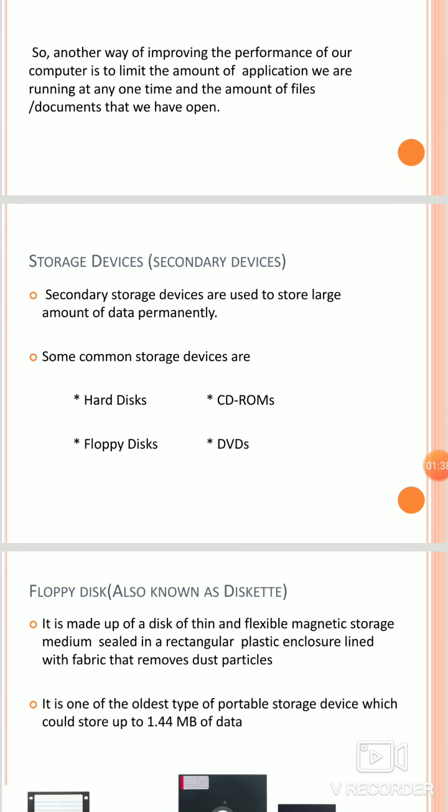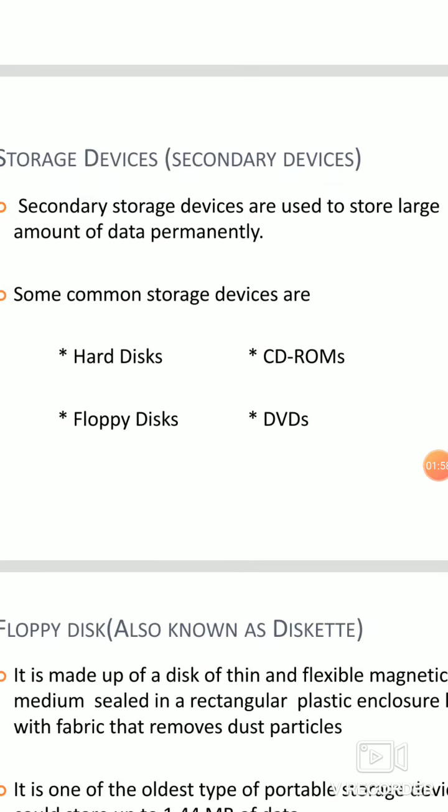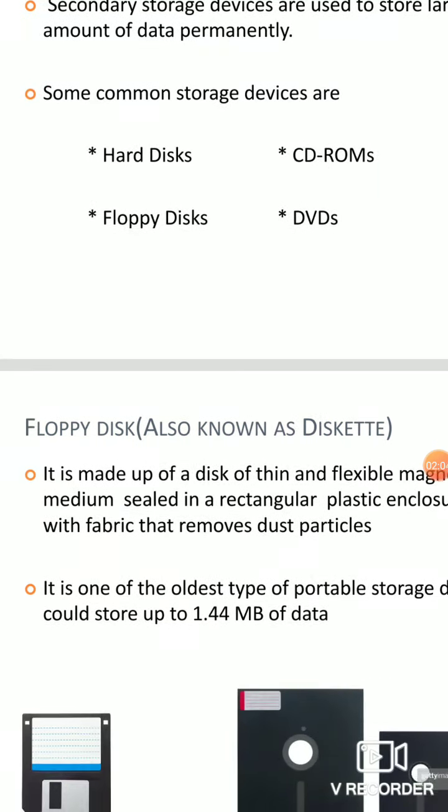Next topic is secondary storage devices. Secondary storage devices are used to store large amounts of data permanently. Some common storage devices are hard disks, floppy disks, CD-ROMs and DVDs. Hard disks and floppy disks fall under the category of magnetic disks, and CD-ROMs and DVDs fall under the category of optical disks.